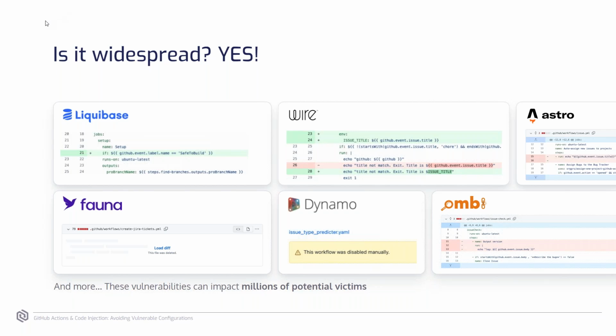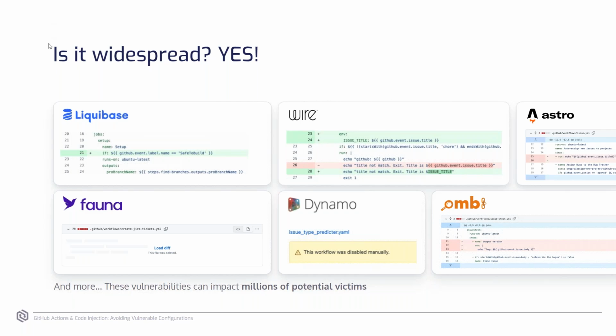The number of repositories vulnerable to such injection was really tremendous. We identified dozens of repositories which share this vulnerability in their GitHub Actions workflow. For each such repository, we reported it to the maintainers and they fixed it almost immediately. Out of these dozens of repositories, you can observe the most popular ones.